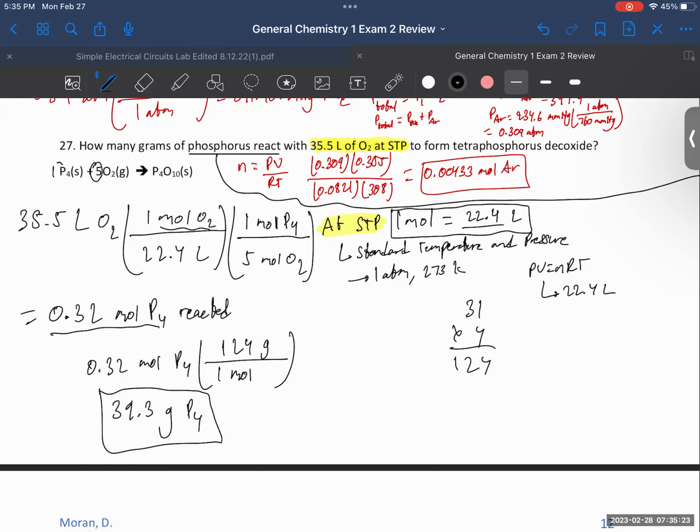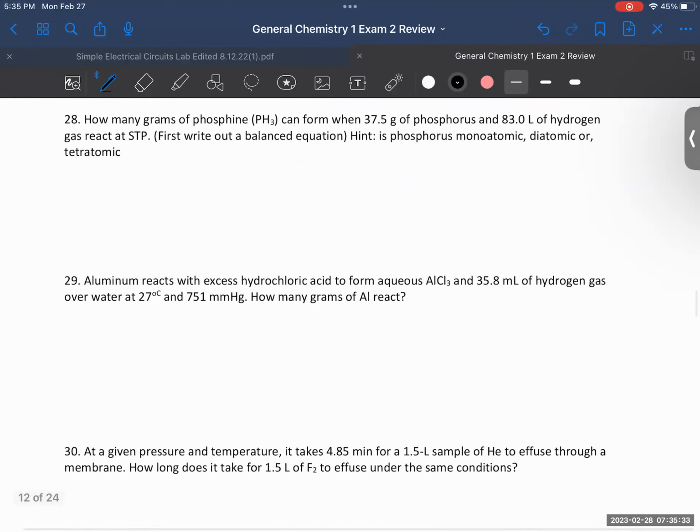Right, any other questions? Right, cool. So how many grams of PH3 can form when 37.5 grams of phosphorus and 83.0 liters of hydrogen gas react at STP? So, all right, he gives you a hint here because he's nice, apparently. So let's use his other hint. Is phosphorus monatomic, diatomic, or tetratomic? Which one is it?